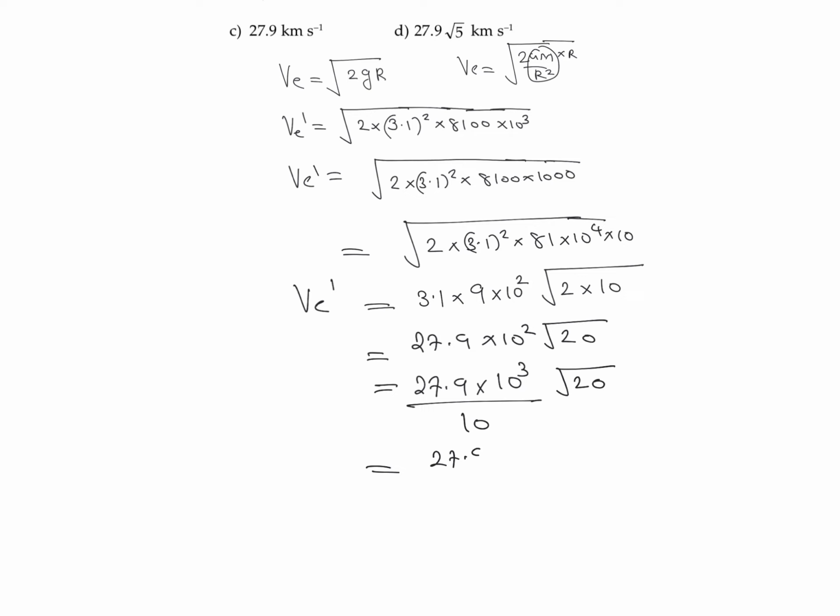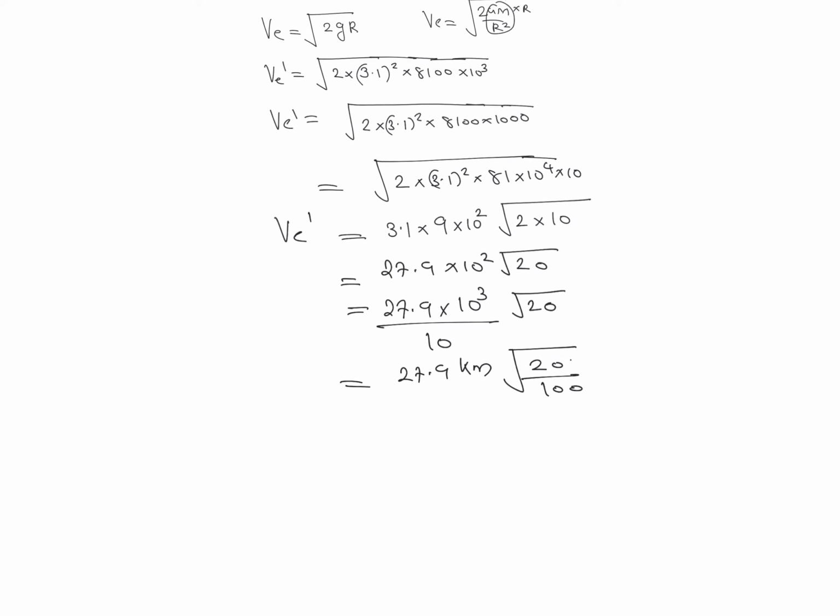So this 27.9 into 10 raised to 3 meter can be written in kilometer, and this becomes under root of 20 divided by, if you write this 10 inside the root, it becomes 100, because we know that root of 100 is 10. So this cancels, or we can take it as 5. So it becomes 27.9 divided by 5 kilometer per second, which will be the value of its escape velocity.